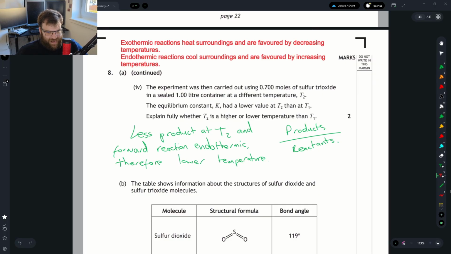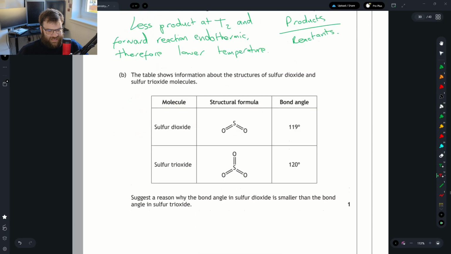So our endothermic reaction is not favoured, therefore it's favouring the reverse exothermic reaction, so it must be a cooler, colder temperature for that. So two things, it's important that K is products over reactants, we'll get less product, so the forward reaction is less favoured, has to be a lower temperature for that one.